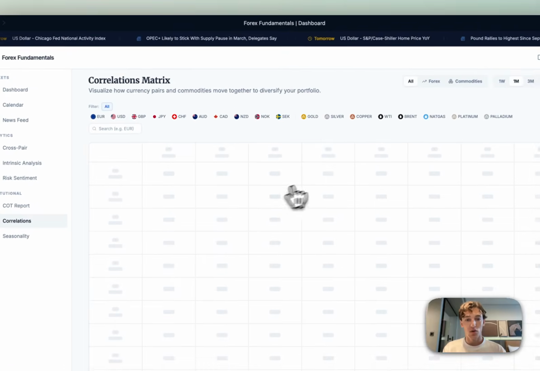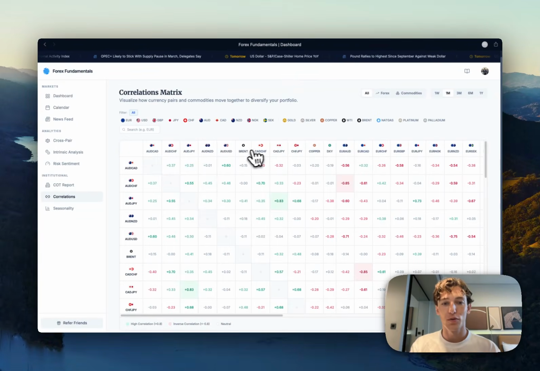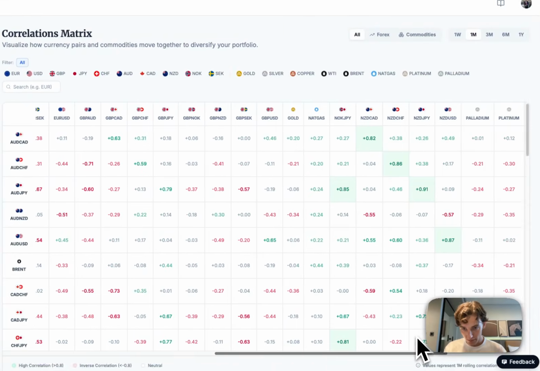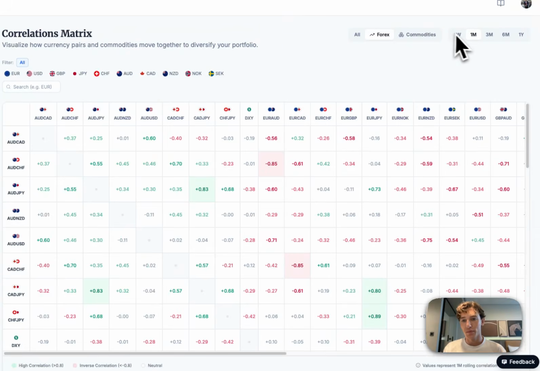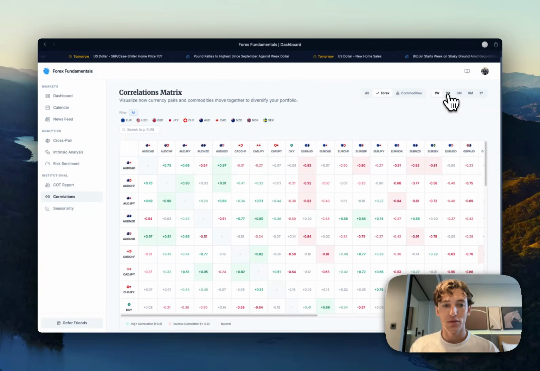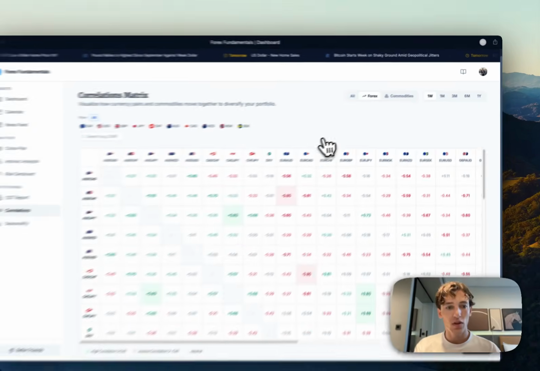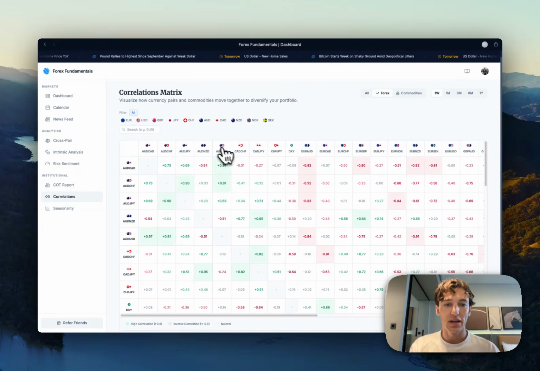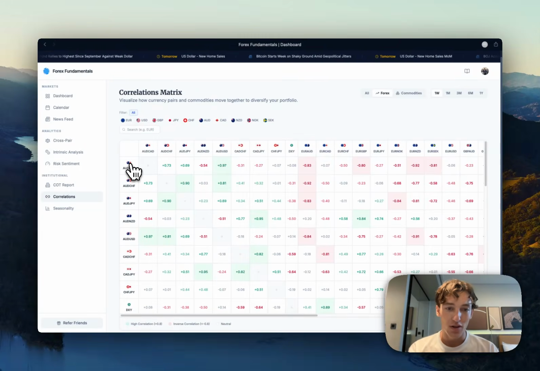Then we have the correlations, and in the correlation matrix you can find all of the cross pairs, commodities, and how they are correlated to each other. So let's take Forex for example, and you can see you can take different time frames of correlation, so 1 week, 1 month, or even 1 year. And it can be interesting, for example, let's say I take an AUD CAD position, but I also want to take an AUD USD position, and maybe also a Euro AUD position.